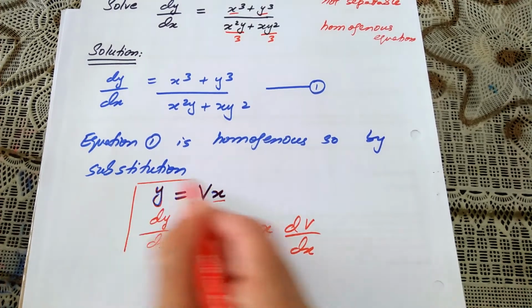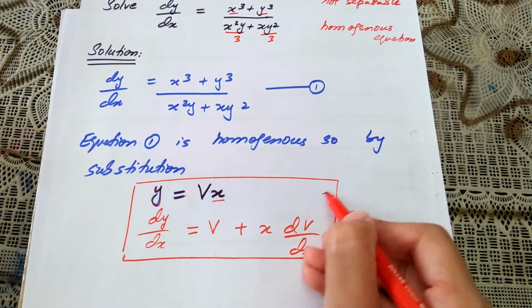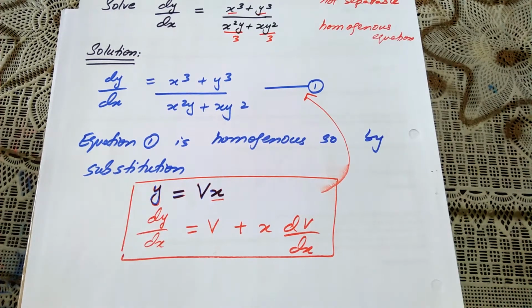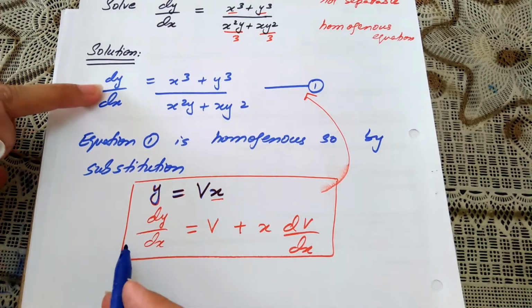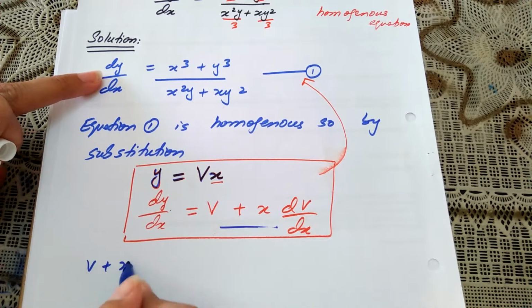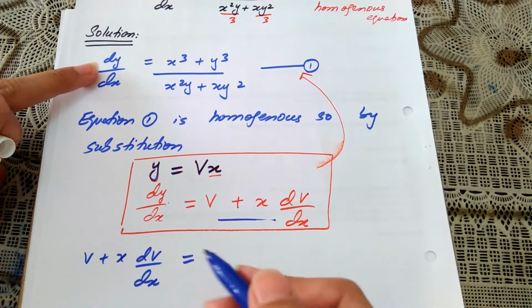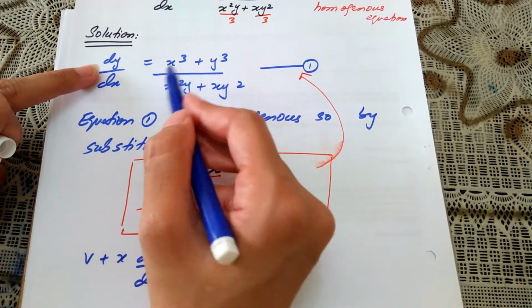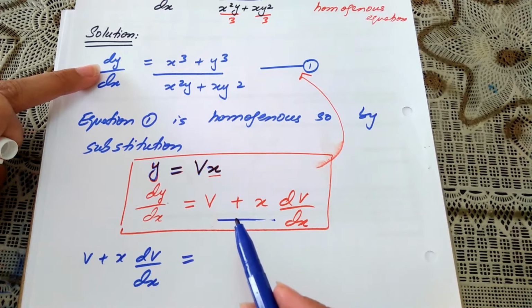Now, you have to use this substitution in equation number 1. If you use this substitution in equation number 1, in place of dy by dx, replace this value. That will be v plus x dv by dx equals, now basically I am moving from x and y variables to v and x variables.